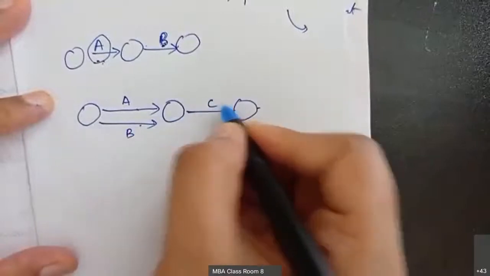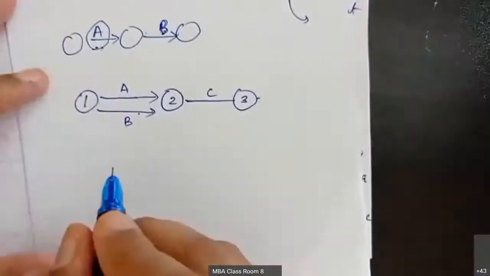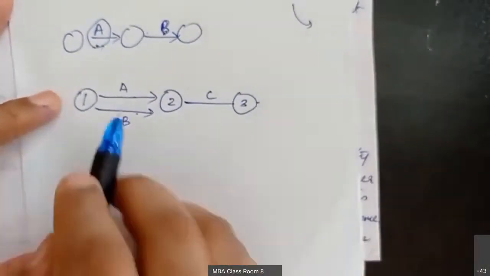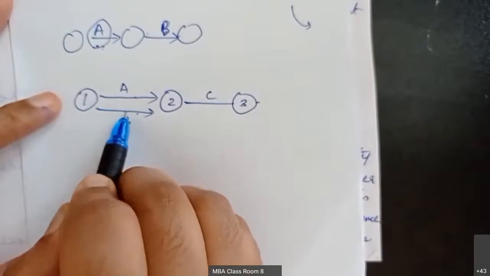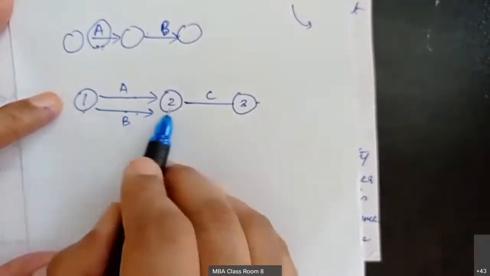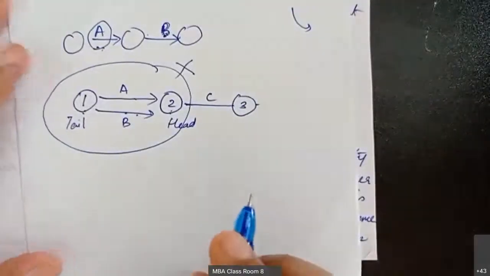We have some other activity called C. These are the nodes 1, 2, 3, and these are the events. According to network analysis, two activities should not have the same tail and the same head. This is the tail, this is the head. So according to network analysis, this is not allowed. Clear? So dummy activity is very important when you draw the network diagrams.